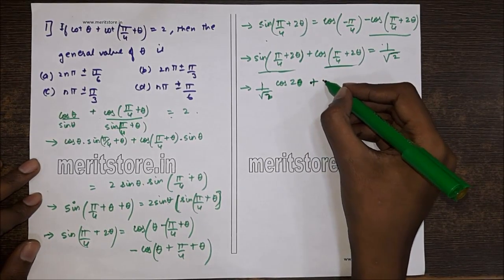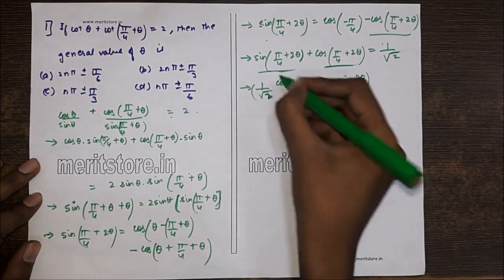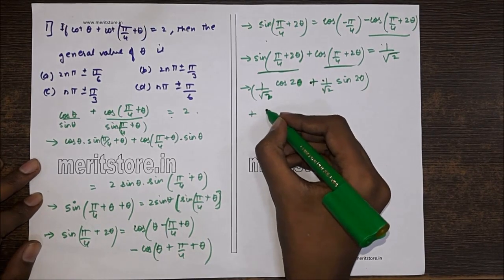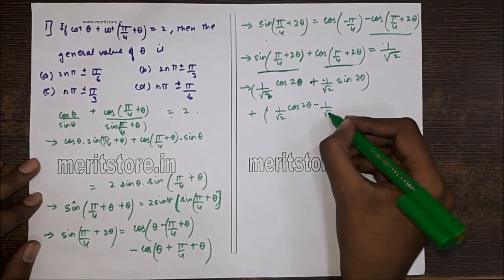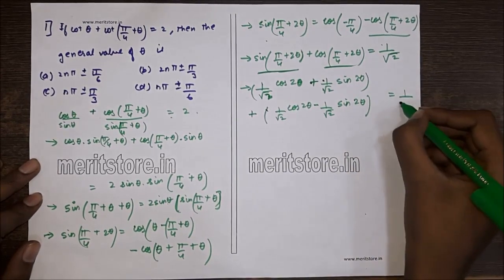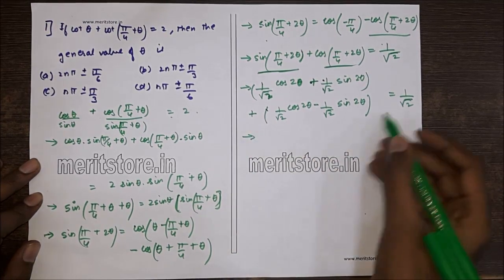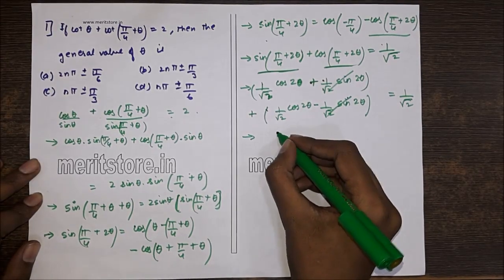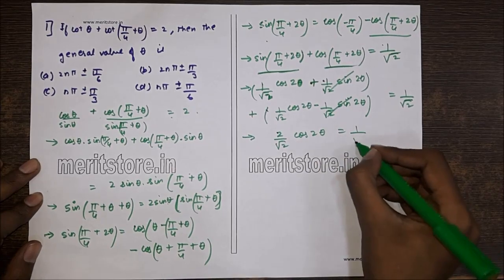So cos 2 theta plus 1 by root 2 sin 2 theta. This is for the first term, that is sin of pi by 4 plus 2 theta, plus 1 by root 2 cos 2 theta minus 1 by root 2 sin 2 theta. This is equal to 1 by root 2. So we are left with, this term gets cancelled and we are left with 2 times 1 by root 2 cos 2 theta is equal to 1 by root 2.